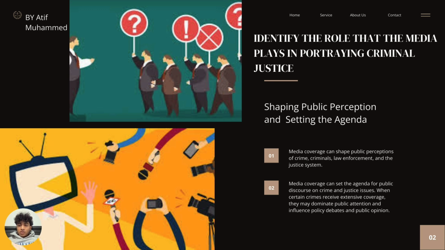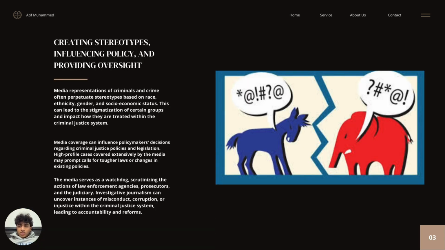Setting the agenda. Media coverage can set the agenda for public discourse on crime and justice issues. When certain crimes receive extensive coverage, they may dominate public attention and influence policy debates and public opinion. Creating stereotypes. Media representations of criminals and crime often perpetuate stereotypes based on race, ethnicity, gender, and socioeconomic status. This can lead to the stigmatization of certain groups and impact how they are treated within the criminal justice system.